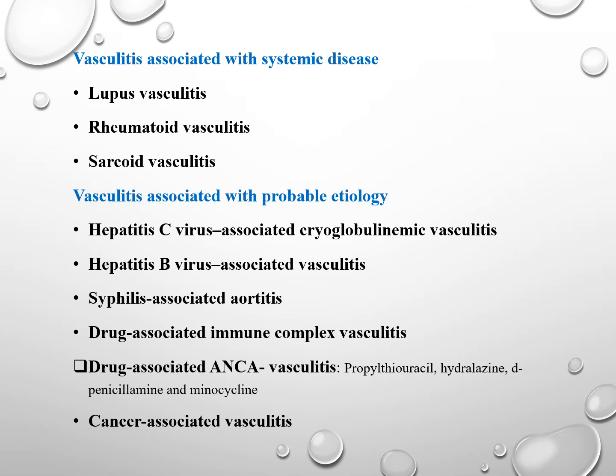What about vasculitis with systemic diseases? You all know lupus, rheumatoid, and sarcoid can have underlying vasculitis pathogenesis and symptoms and signs related to vasculitis. And finally, vasculitis associated with probable etiology, like drug-induced or, as we know, hypersensitivity vasculitis, ANCA-related drug vasculitis, cancer-associated vasculitis, hepatitis B and C associated vasculitis, as well as syphilitic associated aortitis.